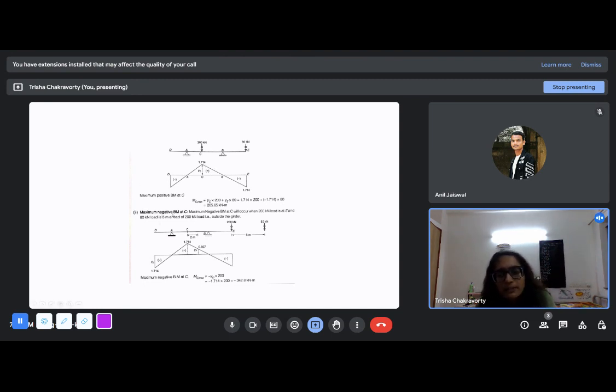And for the maximum negative bending moment, this is the maximum negative ordinate, 1.714. If you put the 200 at this point, the 80 is out of the zone. You get 200 into this ordinate 1.714, which is 342.